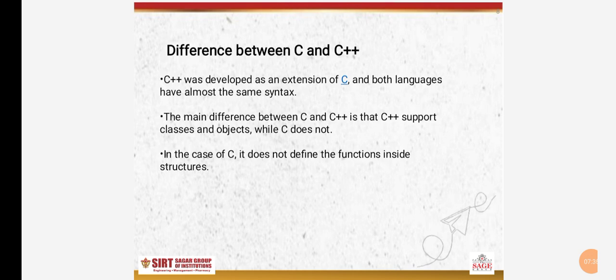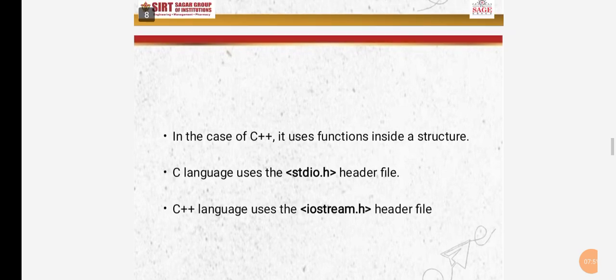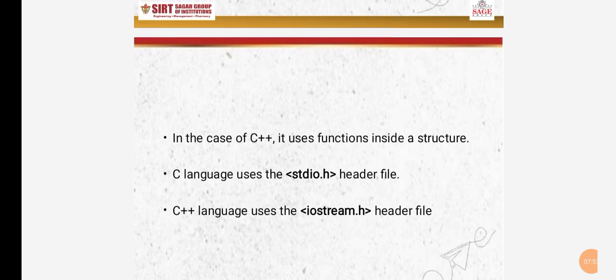In case of C, it does not define functions inside the structure. So there are many differences between C and C++ language. Now the next one: C does not use functions inside a structure, but in C++ we write the complete program inside the class, with the declaration of data functions and data members. And the C language uses the stdio.h header file, but C++ uses the iostream.h header file.